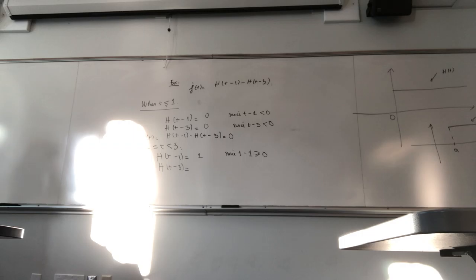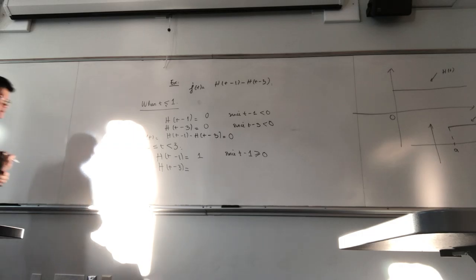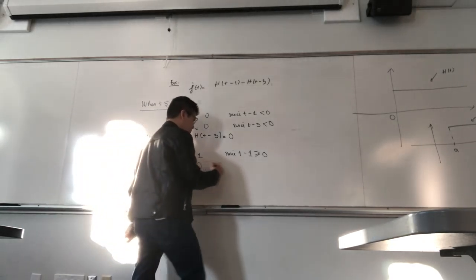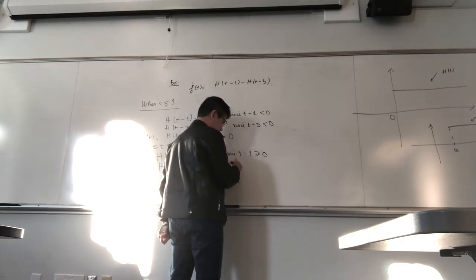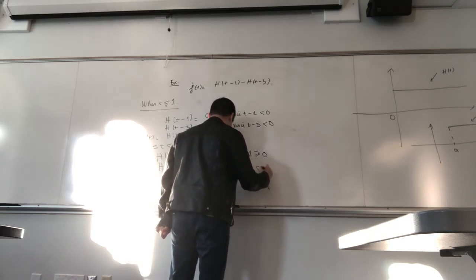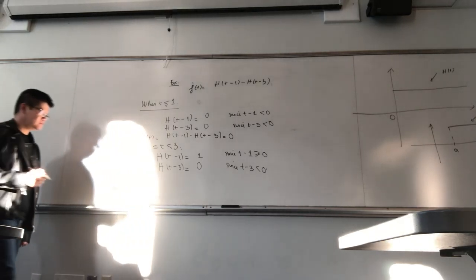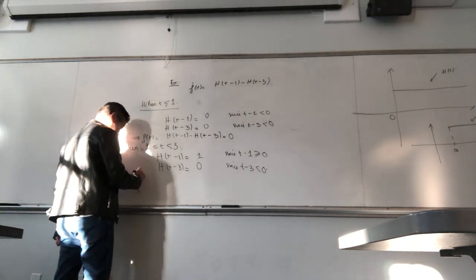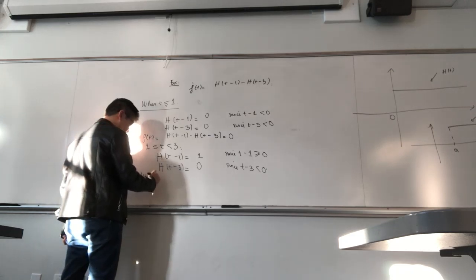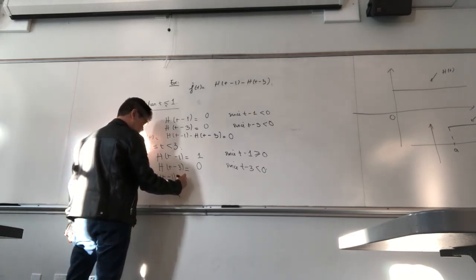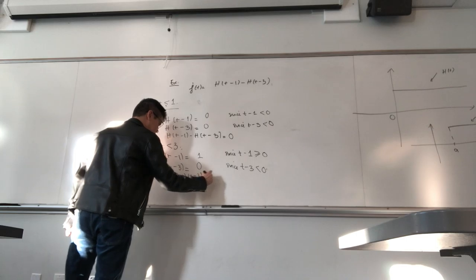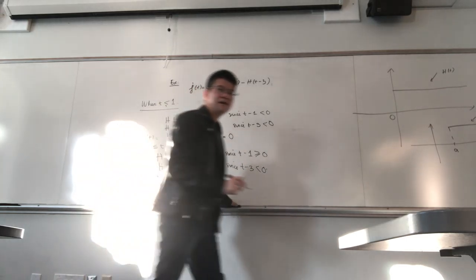Would it be 0? Yes. So in this case, t minus 3 is still negative, right? Which means that h of t minus 3 is now 0. So now f of t will be h of t minus 1 minus h of t minus 3, and this is still 1. All right?